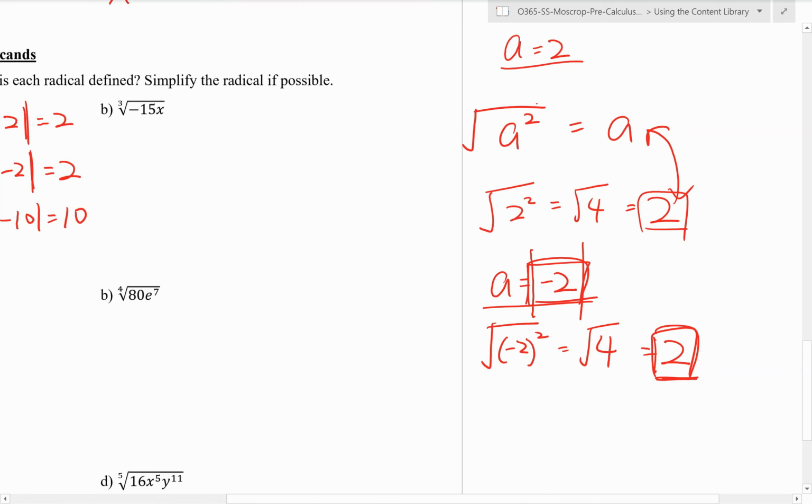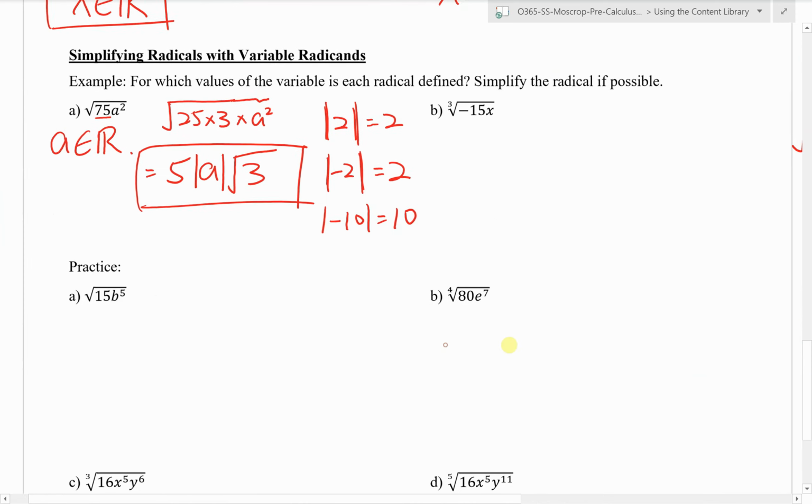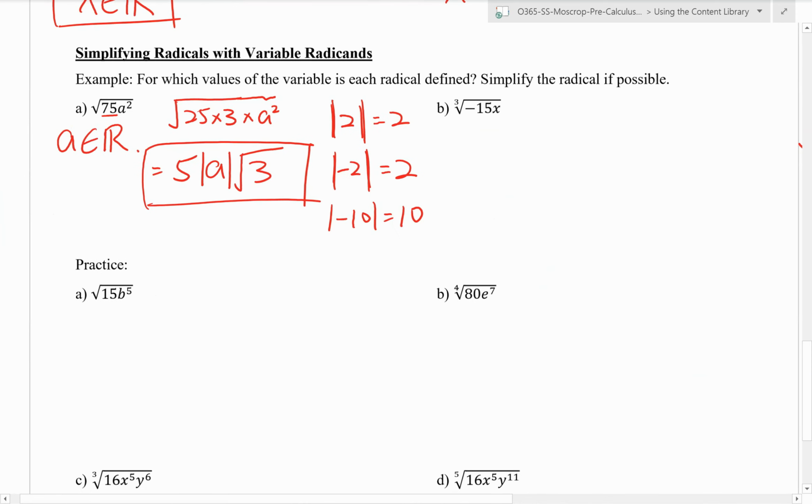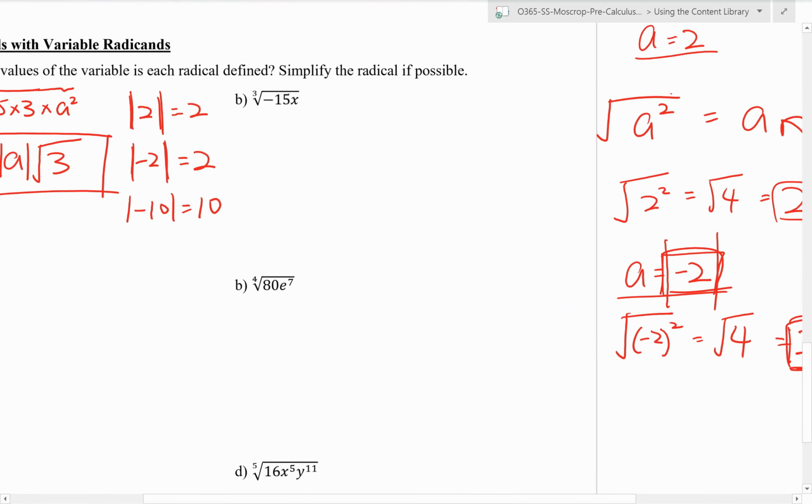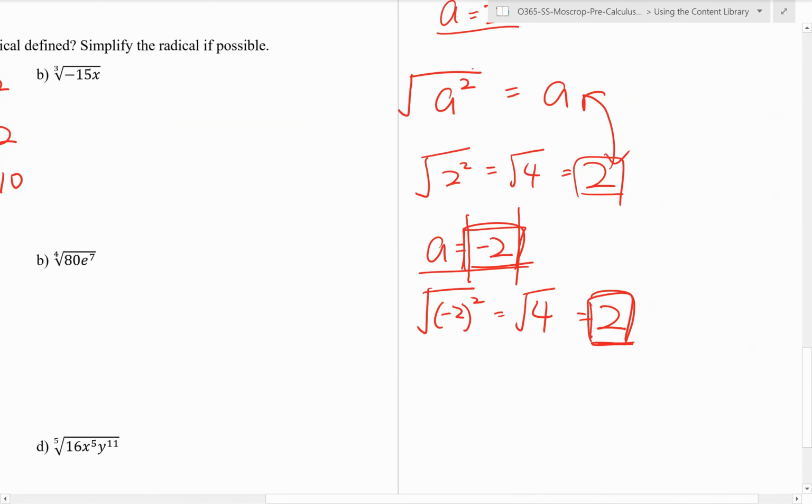So really, we put an absolute value sign to cover our butt. What if a is negative? Because a definitely can be negative. A could be any number here. So we need to put the absolute value sign there to make sure that we make it positive, because when we take the square root, the answer is always positive. You can see here, it's positive 2.